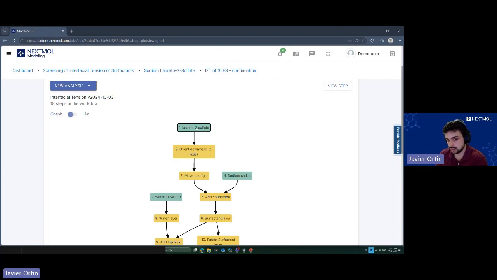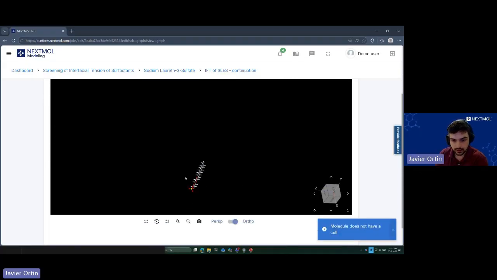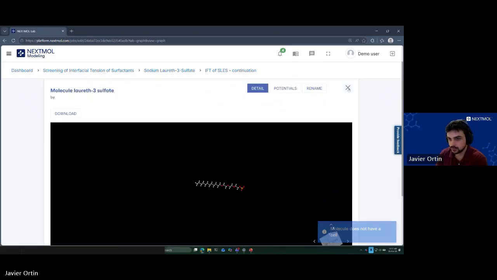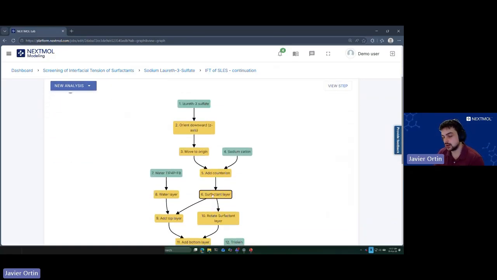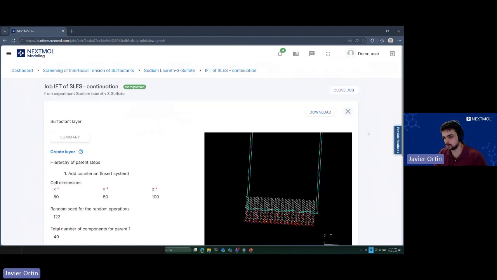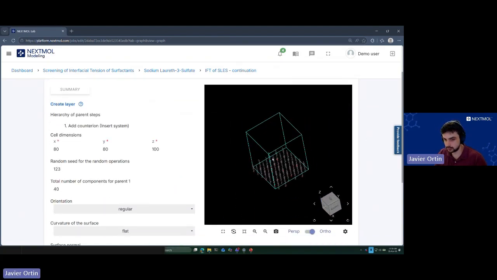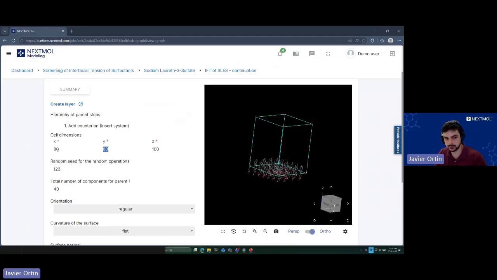For example, we can click on the node of the molecule and click on View Step. And here the user can visualize the molecule that is going to be used. Then nodes 1 to 6 aim to create a layer of surfactants in which we have an ordered layer of lauryl 3 sulfate molecules, and we can visualize that by clicking again on this node and clicking on View Step. Here we can observe that we have a layer of 40 surfactants in a surface of 80 by 80 Angstrom.